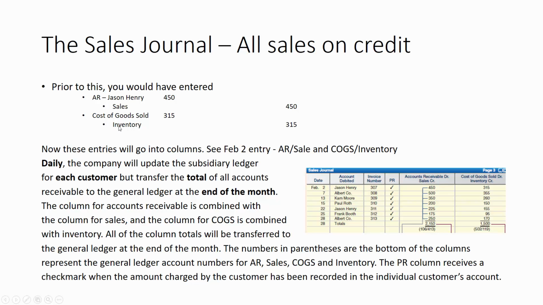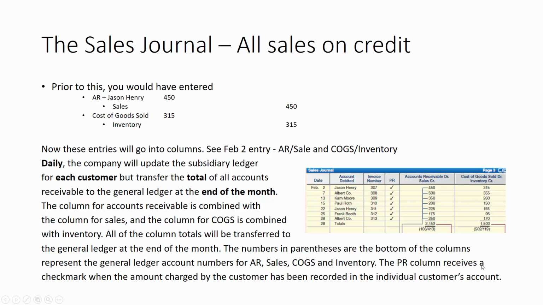So now we see, instead of looking at things line by line, we have to think about them more in this kind of dimension of putting them in columns. All the column totals will be transferred to the general ledger at the end of the month. The number in parentheses at the bottom of the columns represent the general ledger account numbers for accounts receivable, the controlling account, sales, cost of goods sold, and inventory.